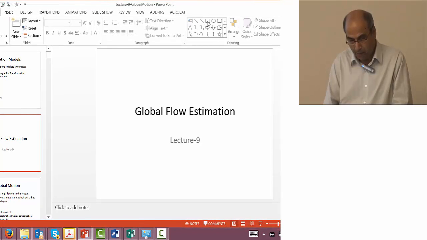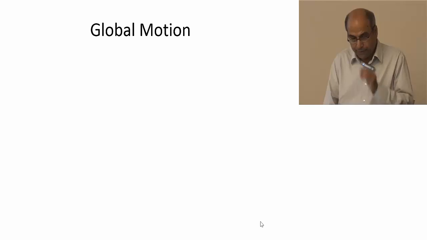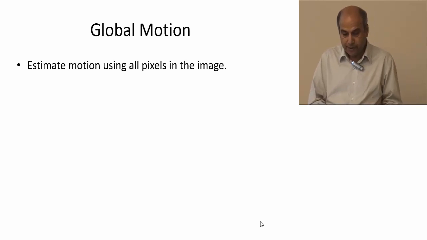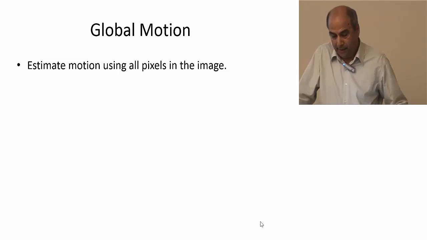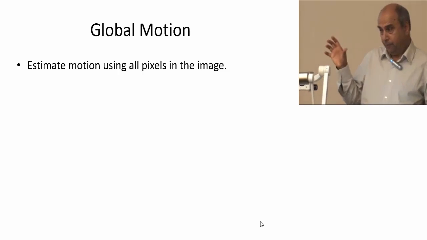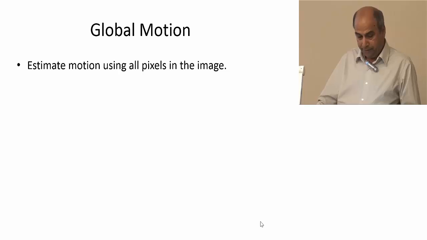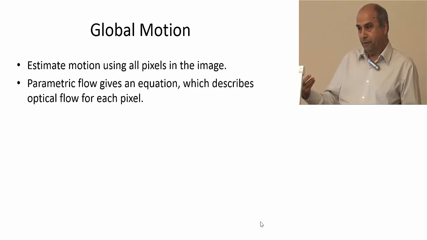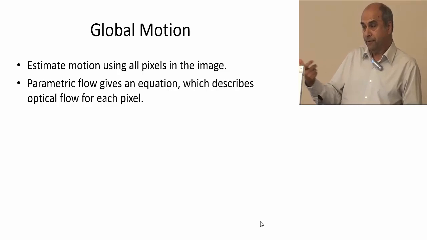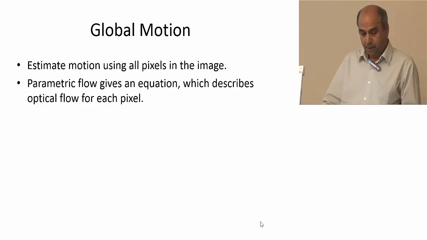Given two images, how can we estimate the global motion? When we estimate this motion, we are going to use all the points in the image. Optical flow we estimate by looking at just one point and a small neighborhood around it, and this will be a parametric flow where we get equations. As you saw, there were equations. Once we know that, we can find this motion for any pixel.